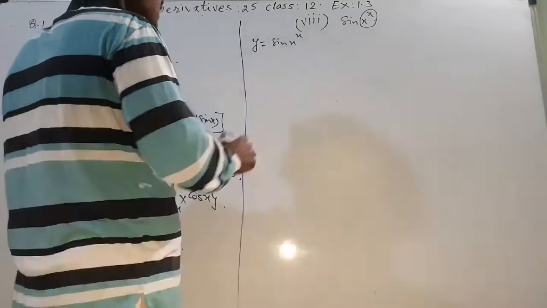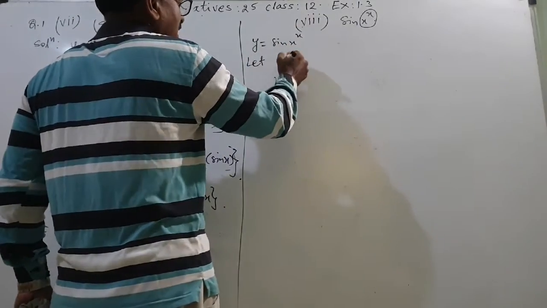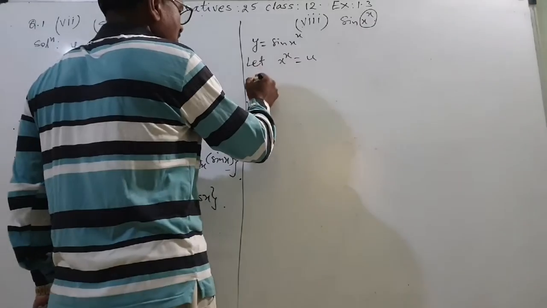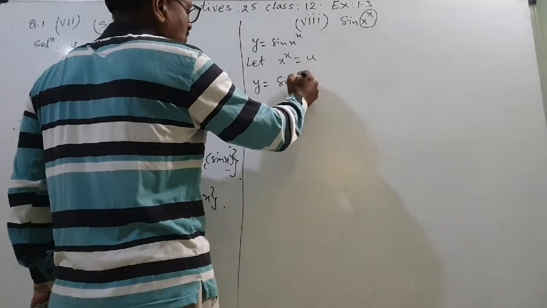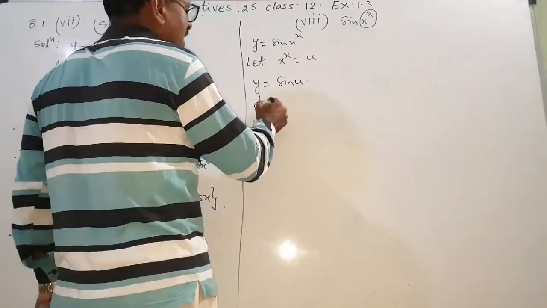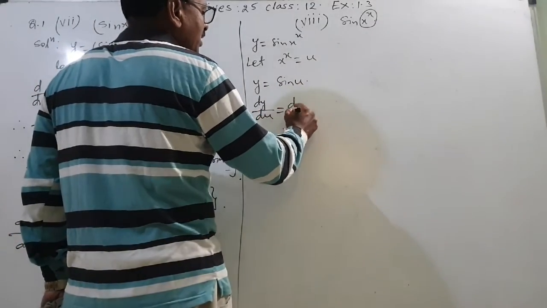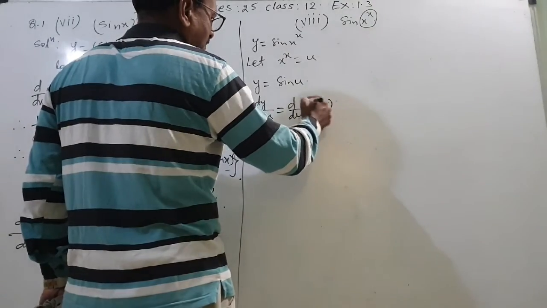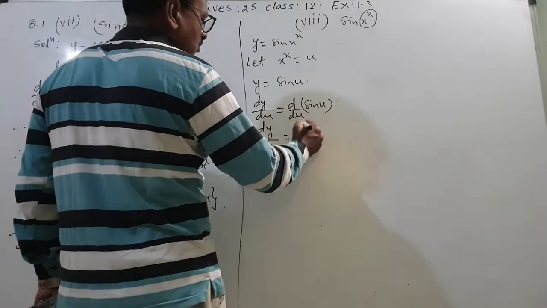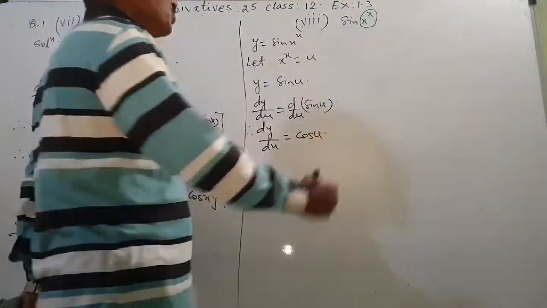So here, this is the difficult part. So let x raised to x be equal to u. So therefore y is equal to sine of u. Therefore, taking the derivative, dy by du is equal to d by du of sine u. Therefore dy by du is equal to cos of u. This much part is over. Now what about this u?